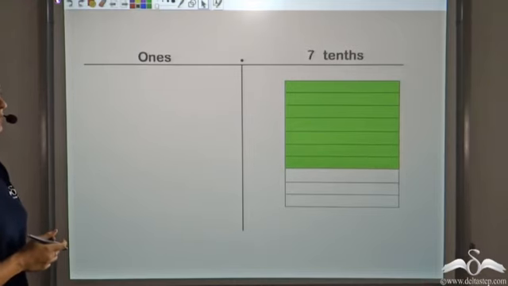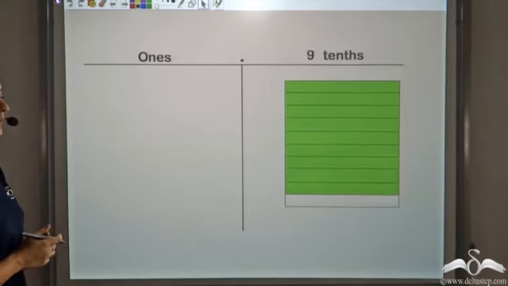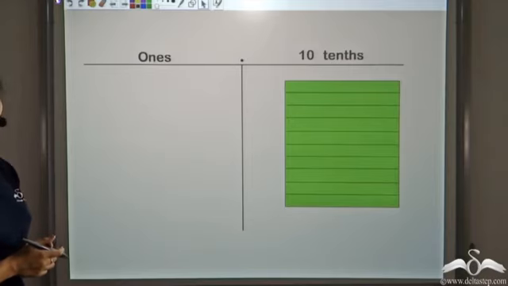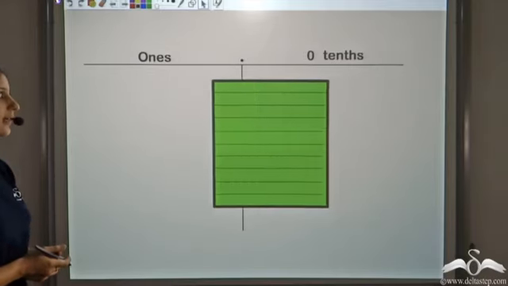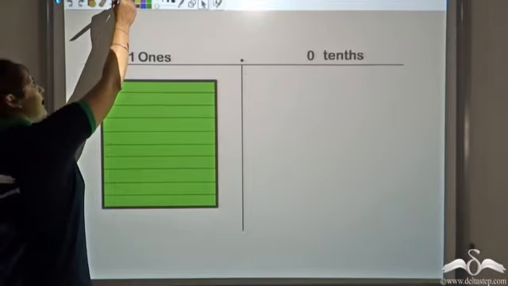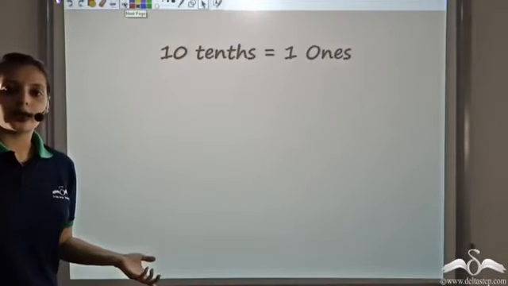Now I can continue doing this only till 9. That is 9 tenths. Because if I have 10 tenths, then that would actually color the entire box and give me 1 ones. So what we see is that 10 tenths is actually equal to 1 ones.